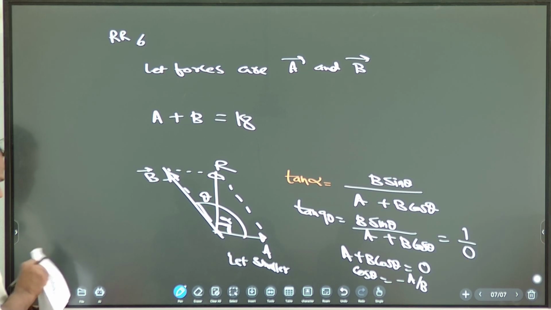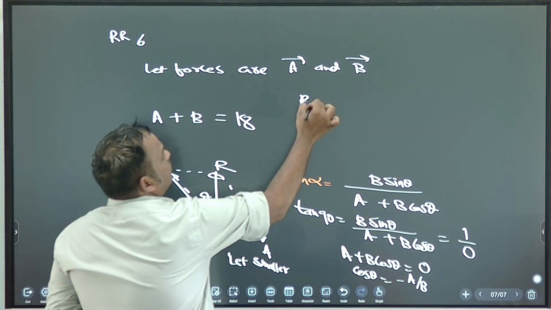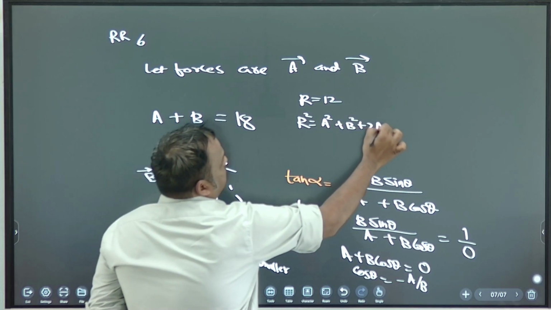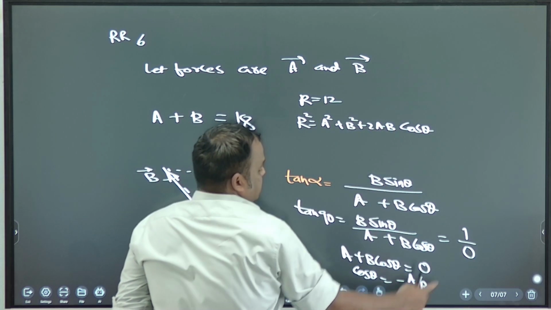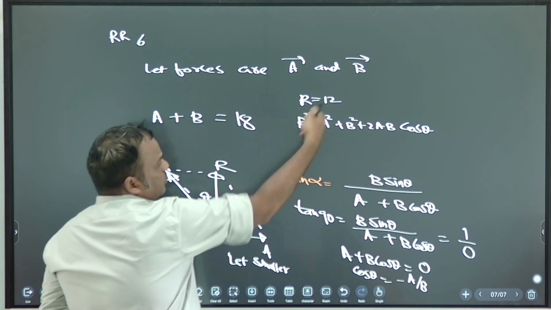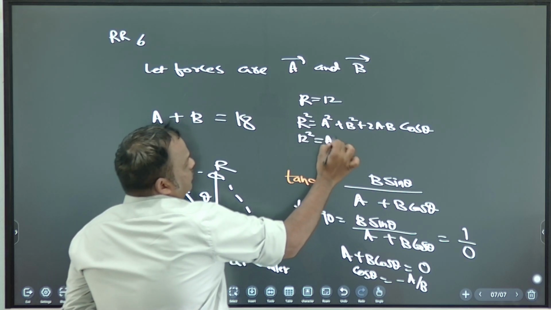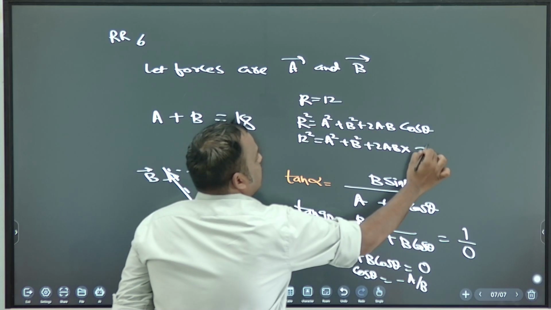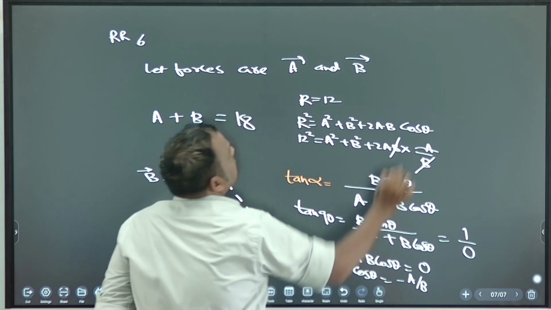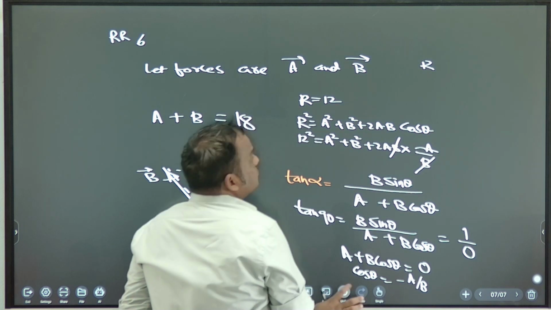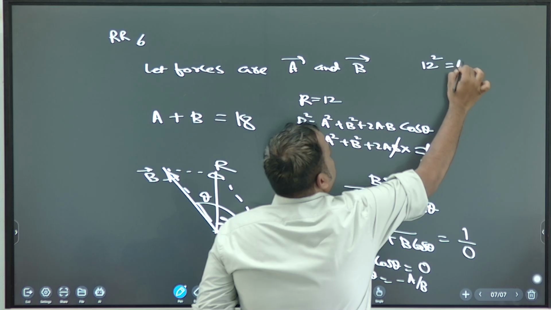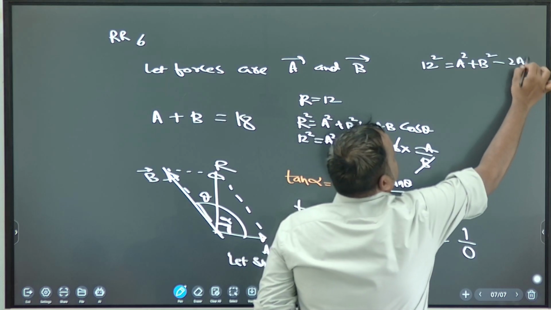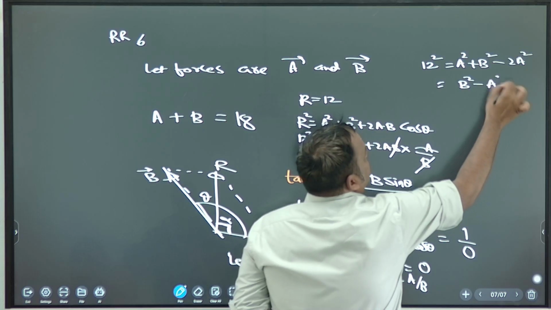Resultant is given as 12. What is the formula for resultant? R square equals A square plus B square plus 2AB cos theta. Good. And cos theta is this. Put here, and R value also put here. 12 square is equal to A square plus B square plus 2AB into minus A by B. Okay, B cancels. So 12 square is equal to A square plus B square, what is this? Minus 2A square. Good. So B square minus A square is 12 square.